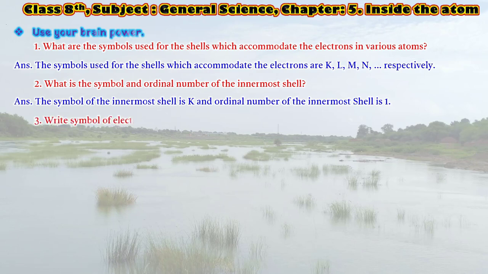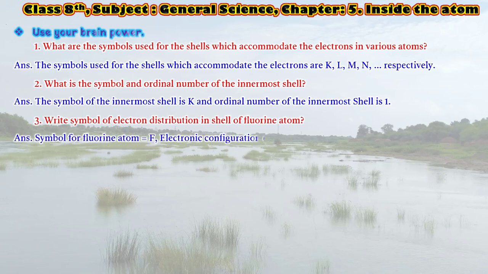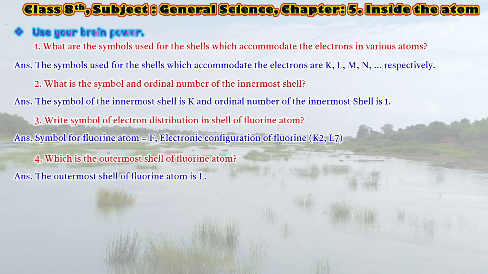Question third is: write the symbol and electron distribution in the shells of the fluorine atom. Answer: symbol for fluorine atom equals F, electronic configuration of fluorine, K2, L7. Fourth question: which is the outermost shell of the fluorine atom? Answer: the outermost shell of the fluorine atom is L.